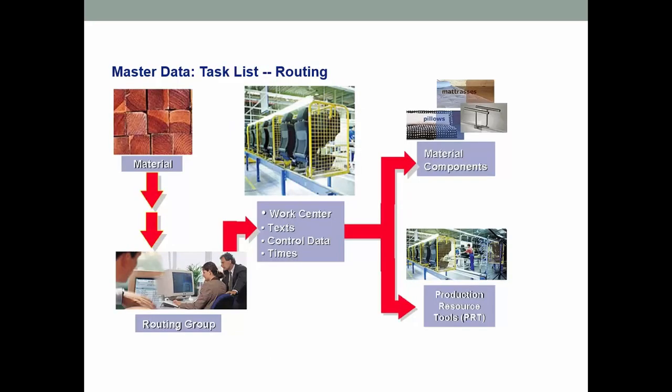Master data, or the routing talks about where the product goes on its route to completion. So it starts off as a raw material and it goes through the different activities that it goes through. In this case, the routing looks at work center, test, control data, times. Maybe it looks at pulling together material components and or resource PRTs, production resource tools. But it's where this product goes through its efforts in order to come out at the other end as a finished product. That's your routing.